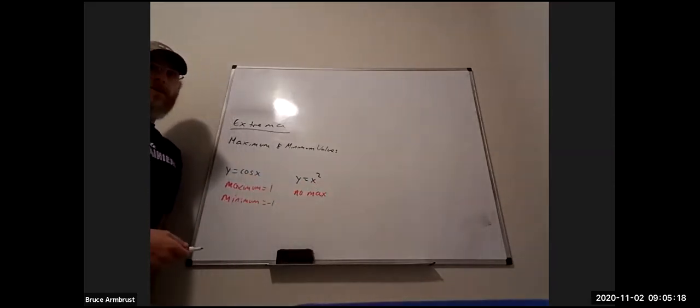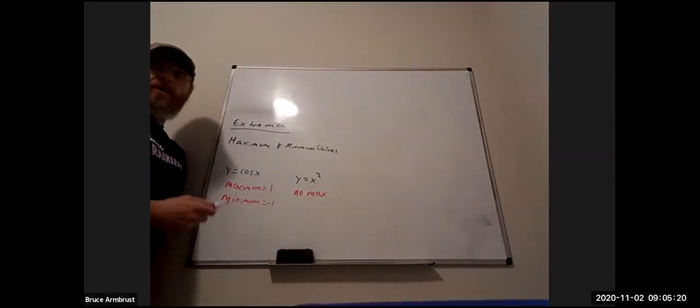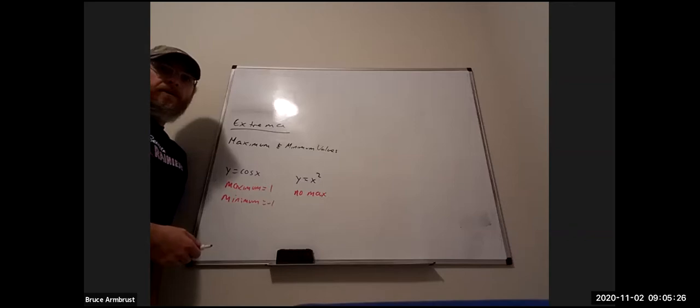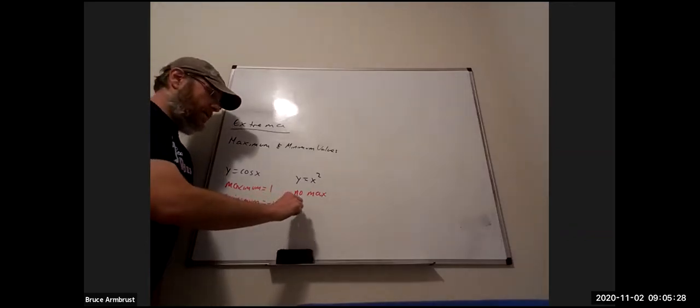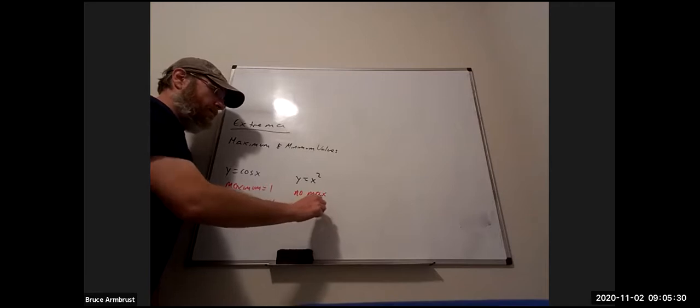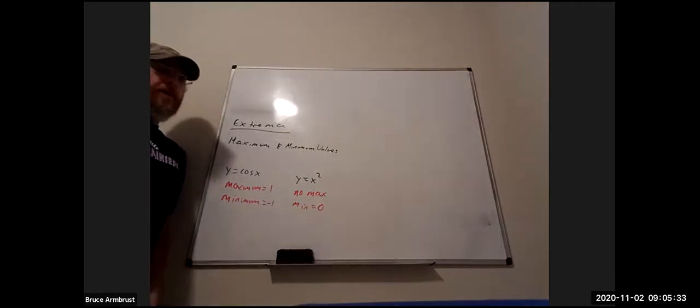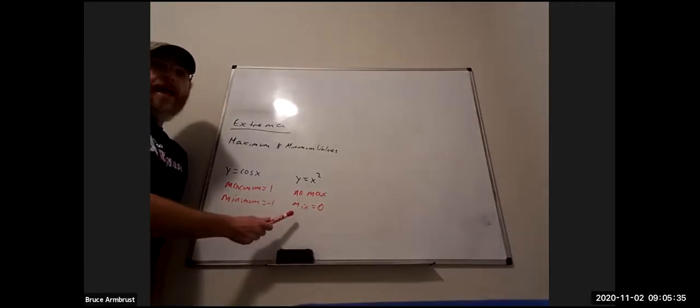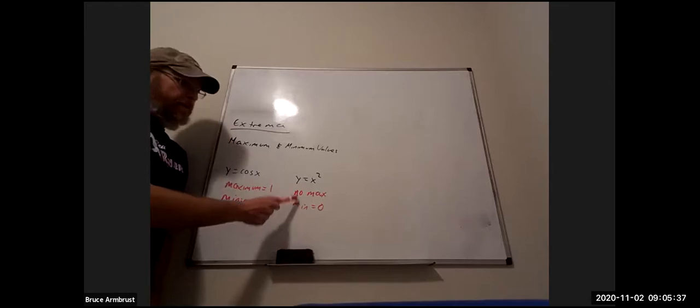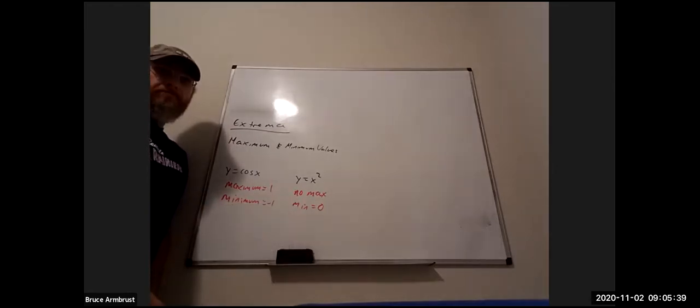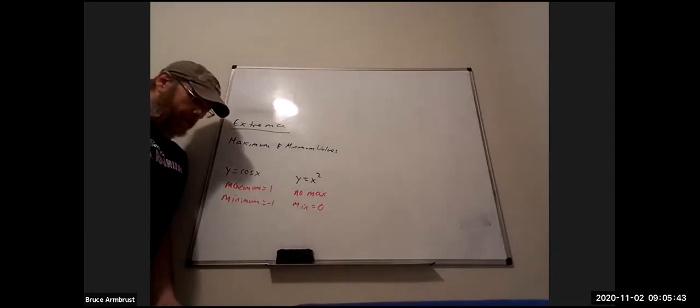Is there a minimum value? Is there a lowest, smallest value on that? Yeah, it's 0. So here's an example of a function that has one of them, but not both. Okay, so that happens. It's also possible to not have any.